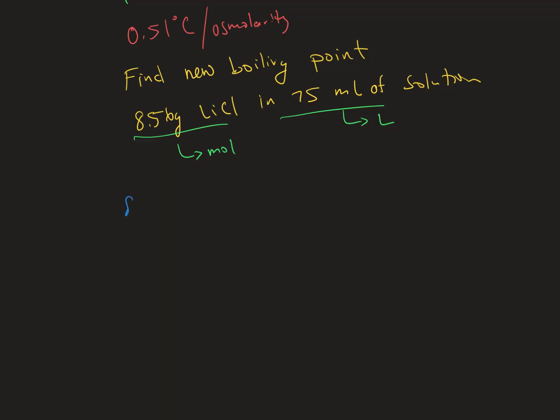So 8.56 grams of lithium chloride, and we're going to convert this into moles. So you have to find the molar mass of lithium chloride, which is 41.94 grams of lithium chloride for 1 mole of lithium chloride. Grams goes away, we have moles.